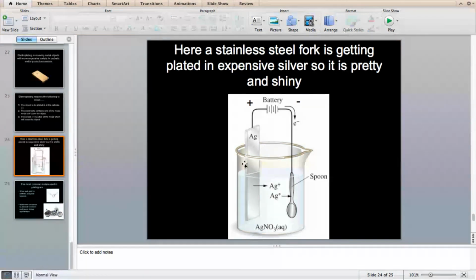So we've got our silver bar at the anode. We've got the thing we want to plate at the cathode, and we get the transfer of silver ions onto the spoon, hence covering it in silver. Okay, so it's something that's done really for aesthetic reasons or for protective reasons as well.